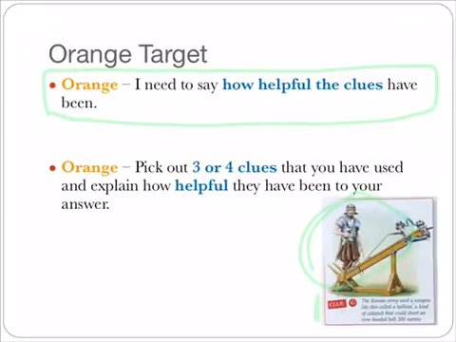So what you need to do is look through your answer, pick out 3 or 4 clues, and try not to pick out only the ones that have been the most helpful. Maybe pick some that have been helpful and some that haven't been as helpful, okay? Which clues have you relied on? That's a good thing to think about, isn't it, for this? Which clues have you relied upon?